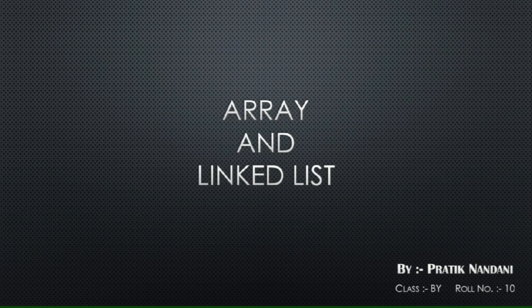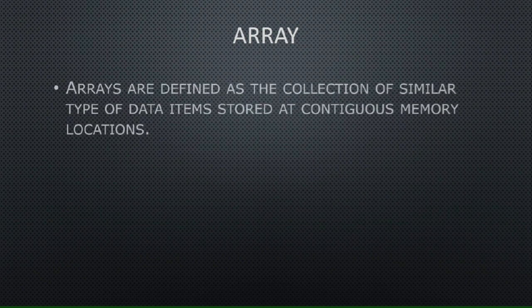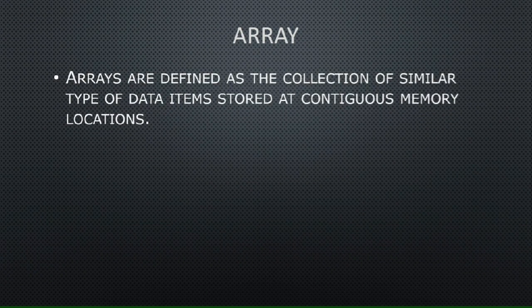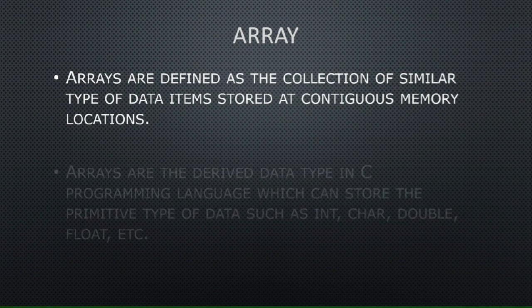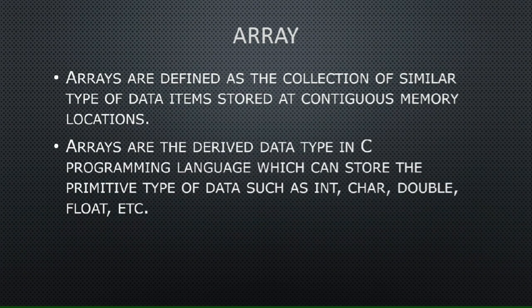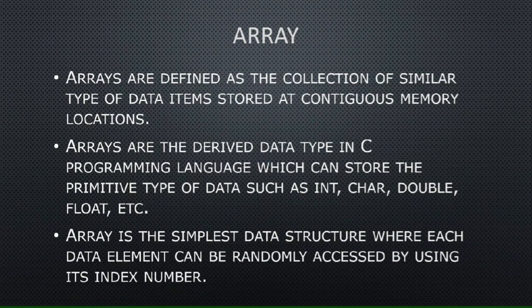This is your host Pratik Nandani, and today in this video we will learn about arrays and linked list. So first let us take a look at what are arrays. Arrays are defined as the collection of similar type of data items stored at contiguous memory locations. Actually, arrays are the derived data types in C programming language. Array is the simplest data structure where each element can be randomly accessed by using its index number.